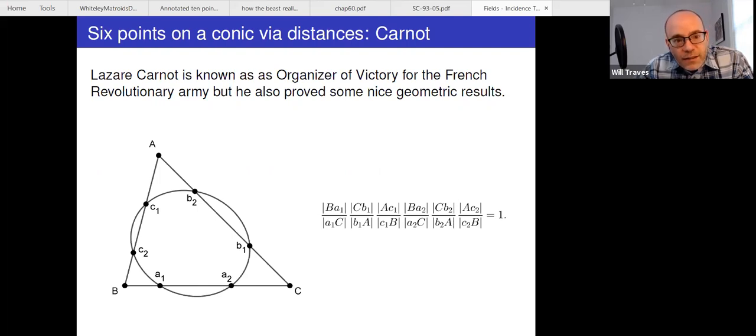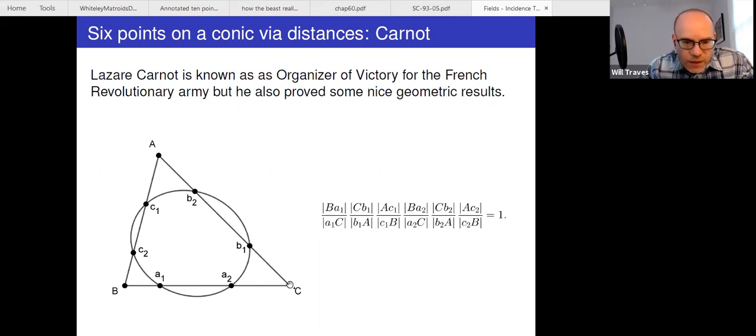And Carnot found a nice way to express this condition that 6 points lie on a conic using these products of oriented distance ratios. I'll just sketch it out for you again. Here we go from B to A1 and then divide by A1 to C. So that's the first term.